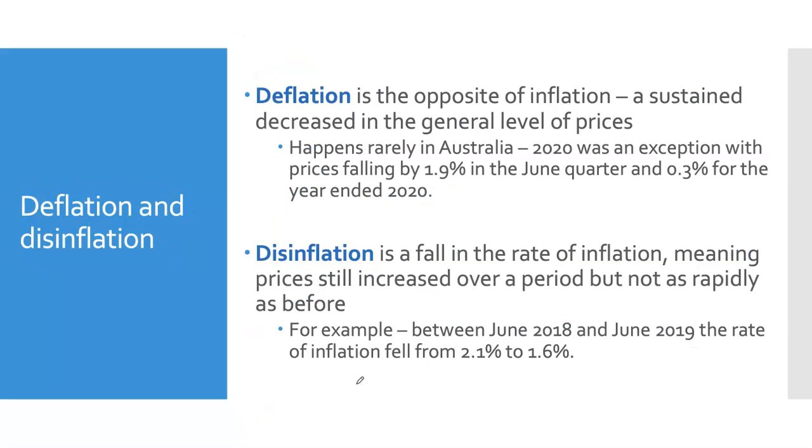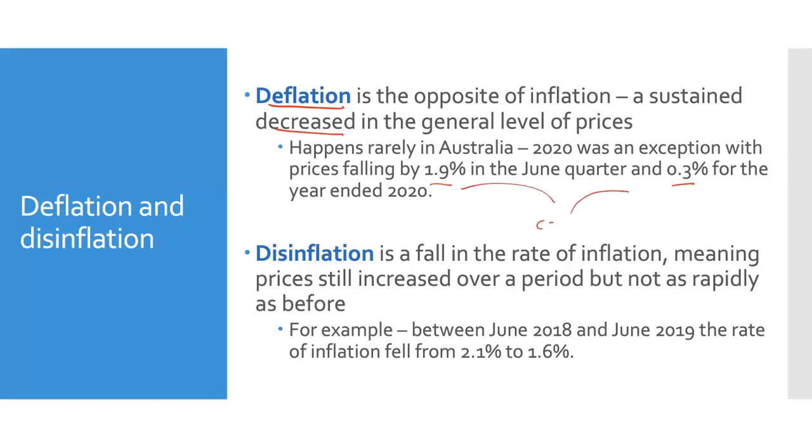So what are some other terms that you might start to see? Deflation is the opposite of inflation. This is where we have a sustained decrease in the general level of prices. It rarely happens in Australia, although 2020 was an exception, because prices fell by 1.9% in June and 0.3% for the year of 2020. What was happening at that stage?